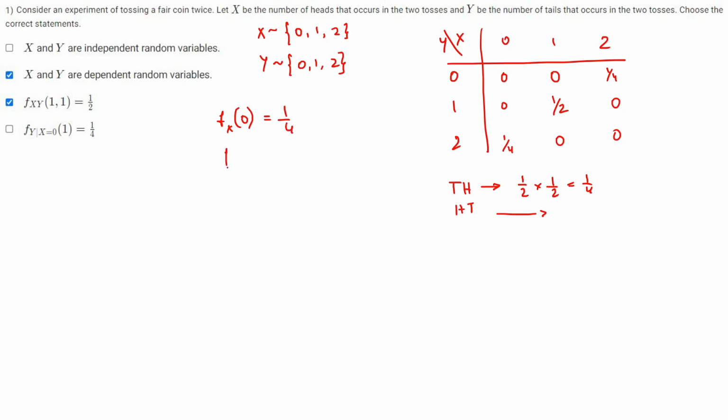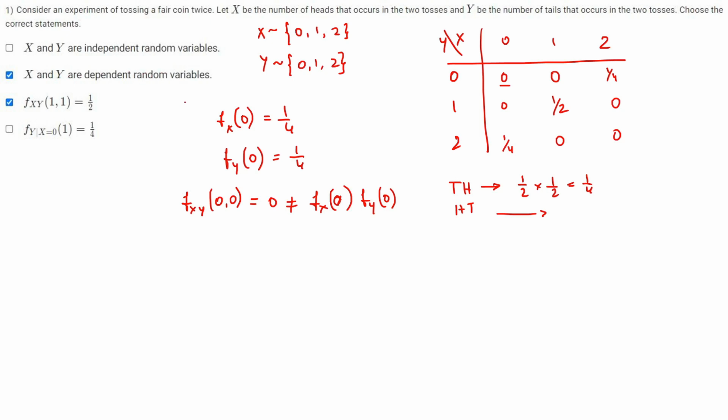Then what happens for fy of 0? So we have to sum this particular row, that is 0 plus 0 plus 1 by 4, that is 1 by 4. Now what is fxy of 0 comma 0? That is this particular guy, and that is 0. So which is not equal to fx of 0 into fy of 0. Therefore we can say that x and y are dependent random variables.